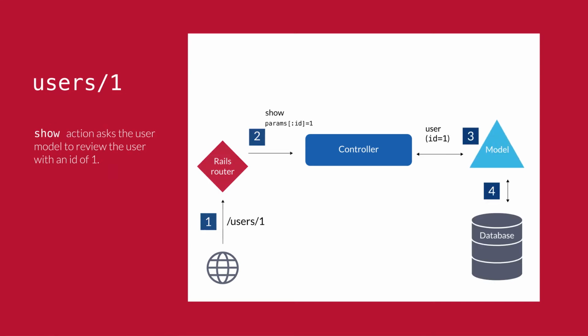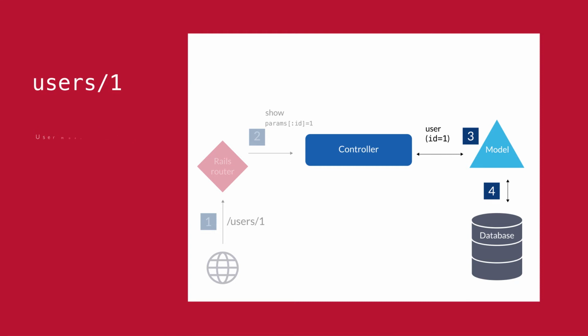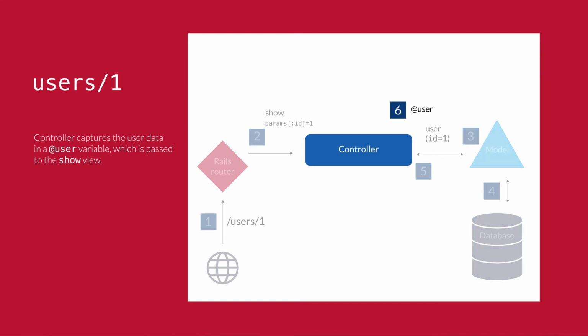The show action asks the user model to retrieve the user with an ID of 1. The user model returns the user with an ID of 1 to the controller. The controller then captures the user data in a user variable, which is passed to the show view.